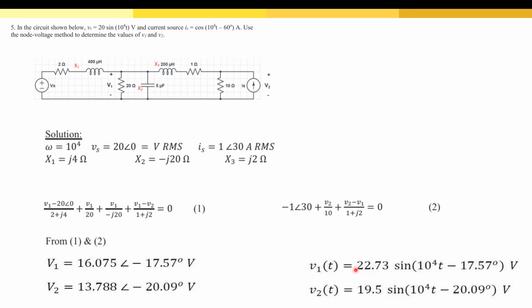For this part here, it's multiplied times root 2. It should not be multiplied because the professor agreed to give you these values as RMS, not maximum. So this should be 16.075 and this should be 13.788. I will correct this in the problem set solution.